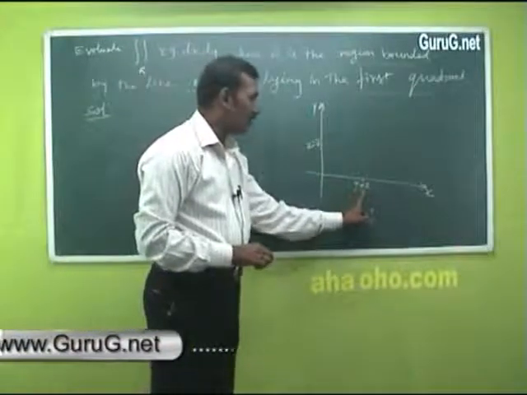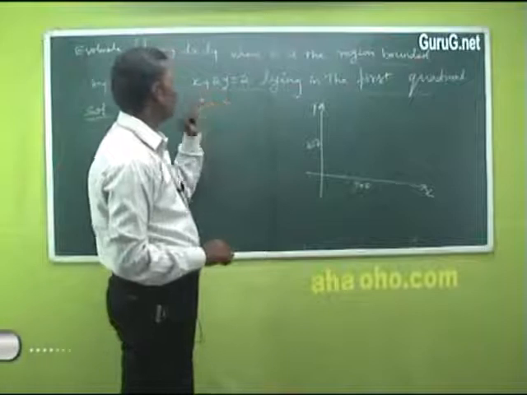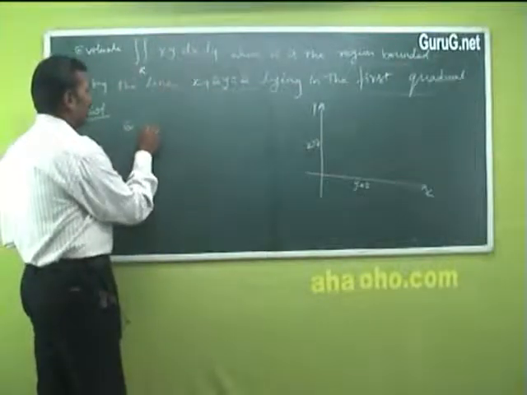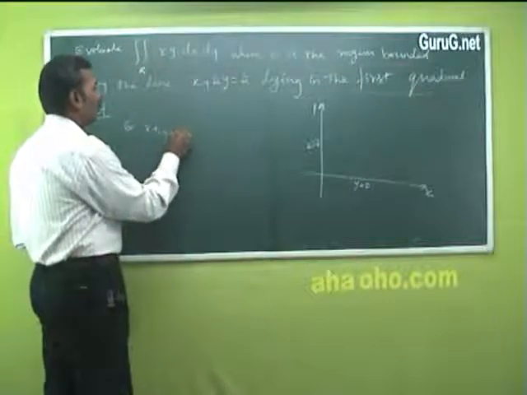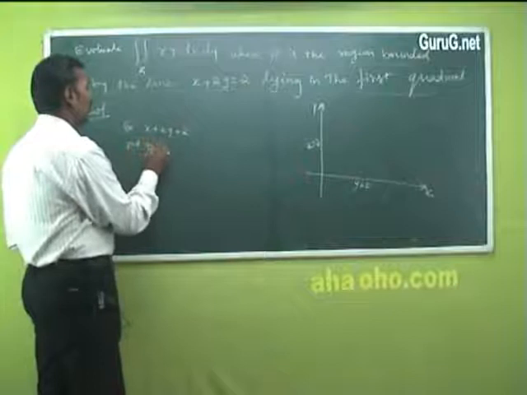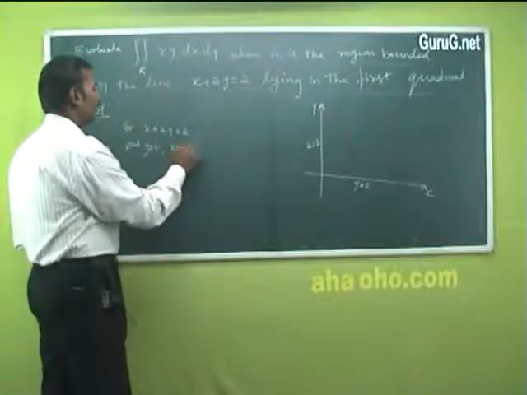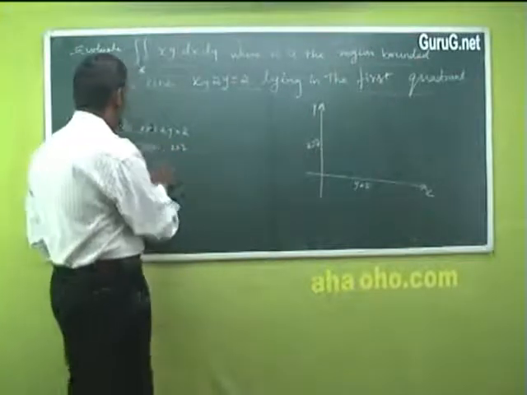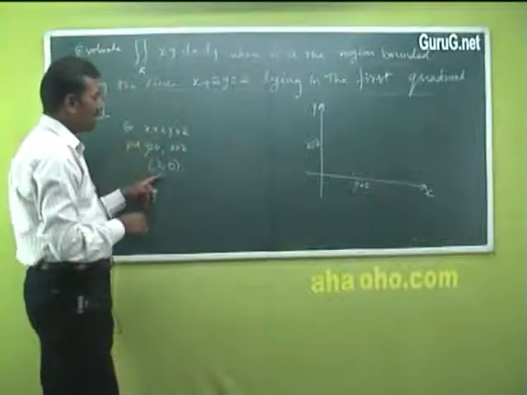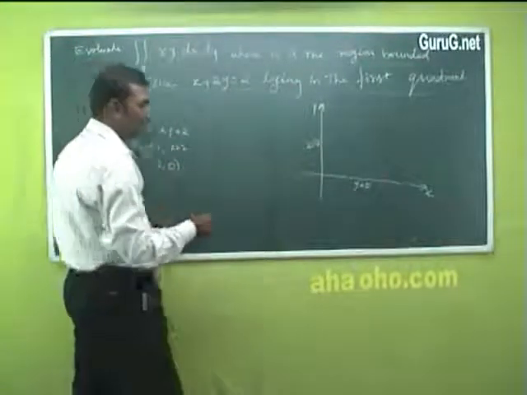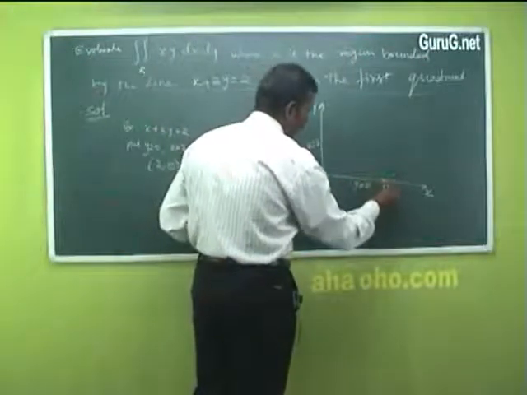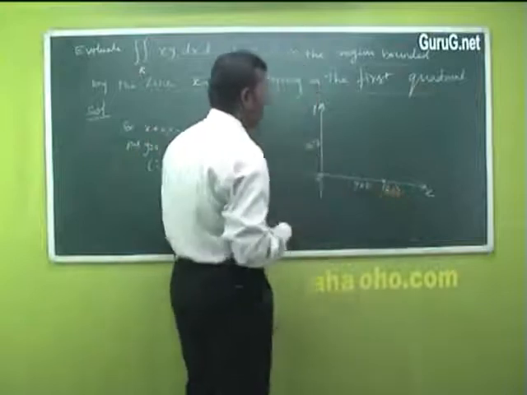What is the x-axis? y equal to 0. Put y equal to 0 in this. What will we get? So given x plus 2y equal to 2. Put y equal to 0, you may get x equal to 2. Therefore the point is 2 comma 0. So this line cuts the x-axis at 2 comma 0. So the 0, the 1, 2. So this point is 2 comma 0.